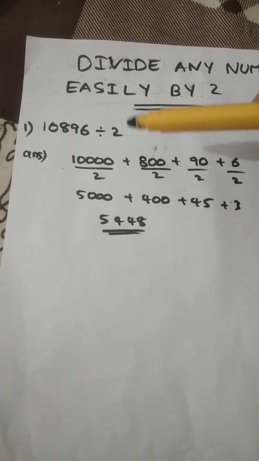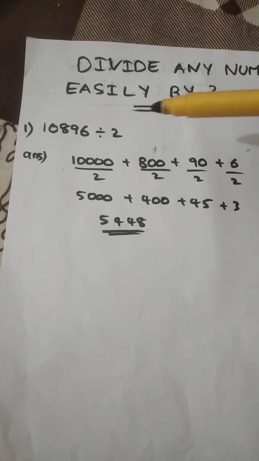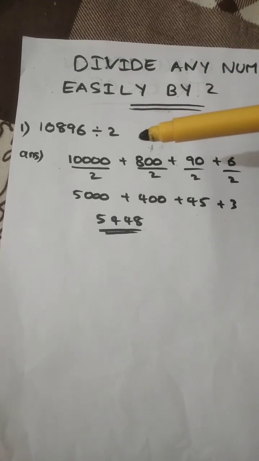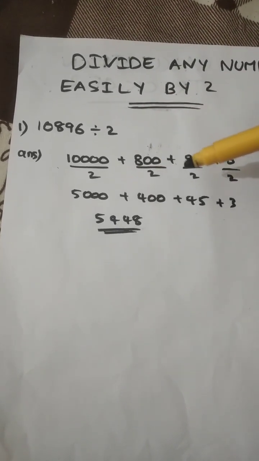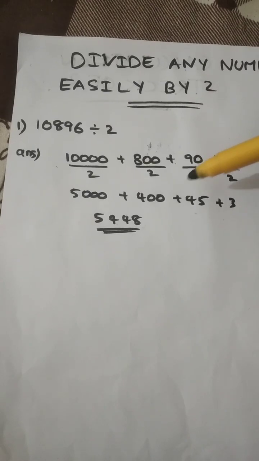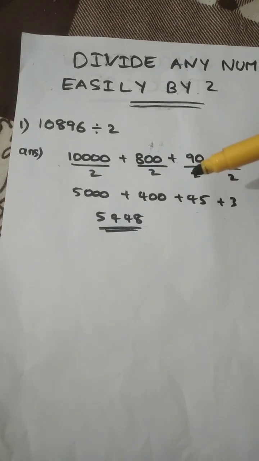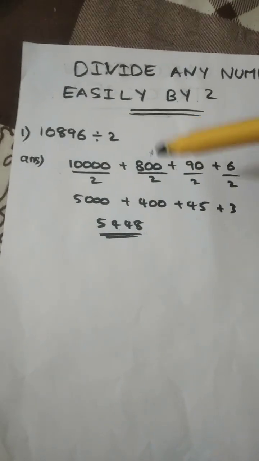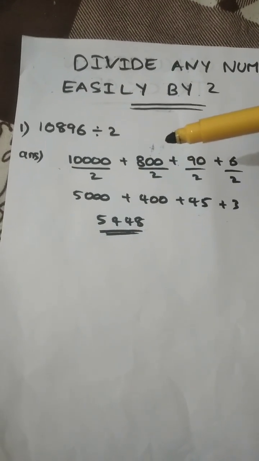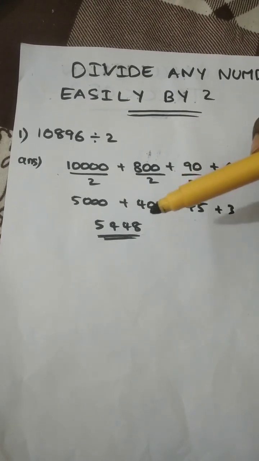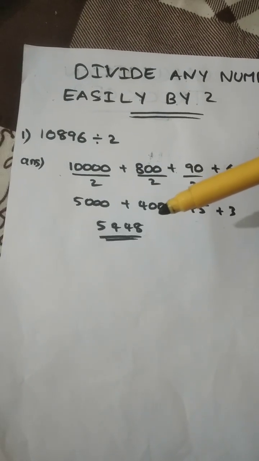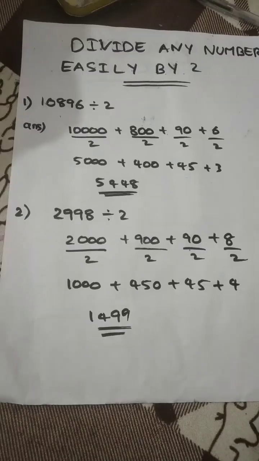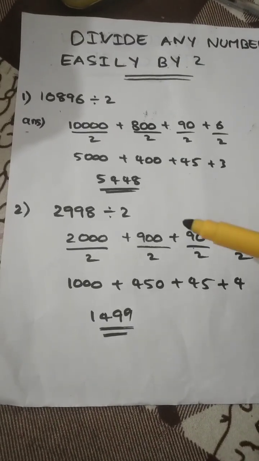Otherwise, if we just do it in a basic method, it would take a long time. It would seem a little bit different at the initial stage, but trust me, it would be a lot simpler when you practice it more often. So 5448 would be the answer to this question. So we can move on to the next question.